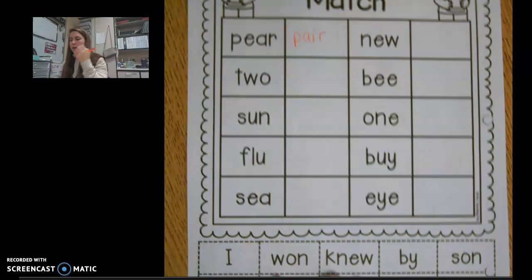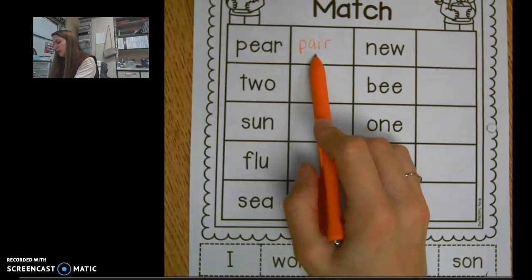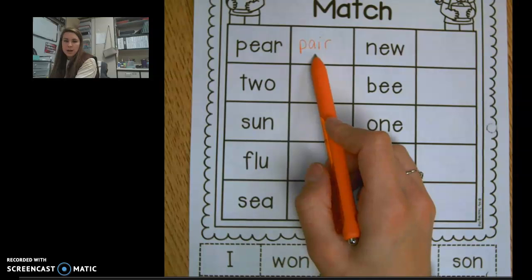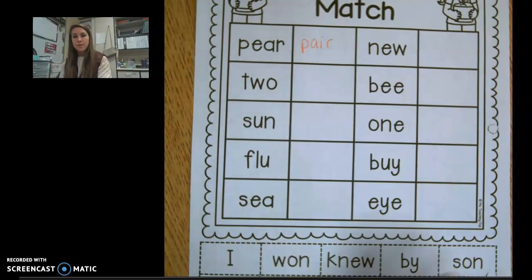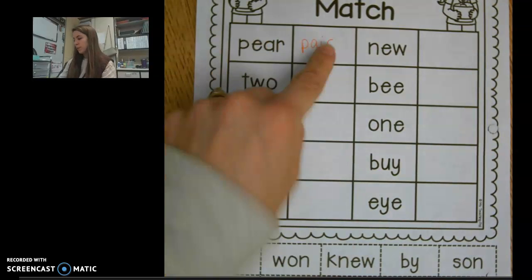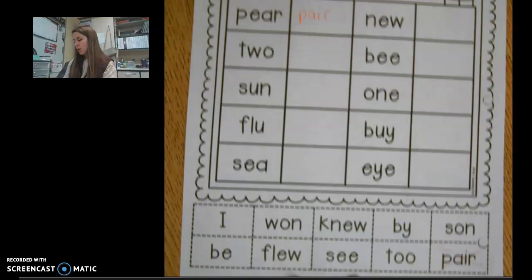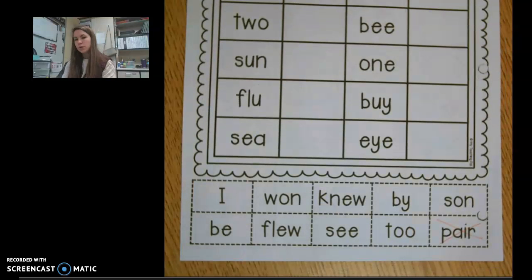I've already used it. Thinking about what pair means right here, this means like if I were to say we're going to get into pairs to do a project. A pair would be two of something, like if I have a pair of socks, I have two socks. So these words are spelled differently, they have different meanings, but they sound the same. So now you are going to match up the rest of the words to their homophone, thinking about what the different meanings are in the words.